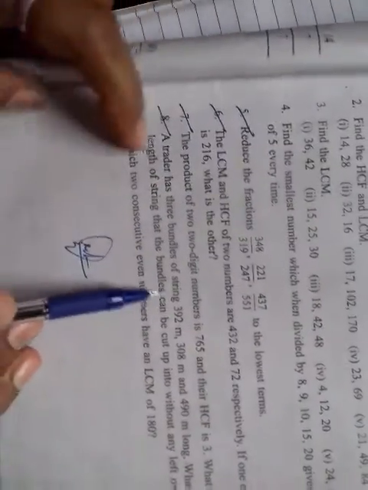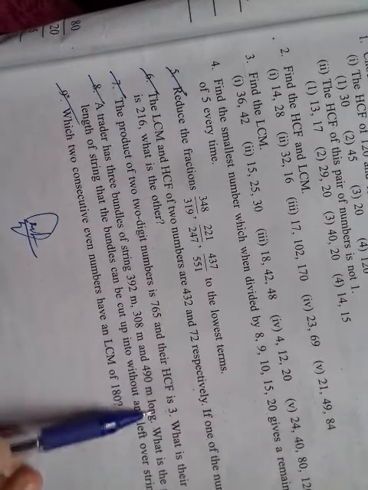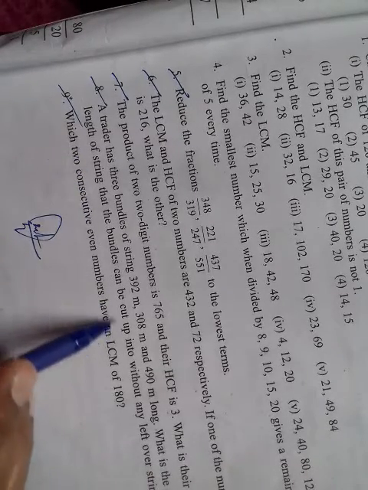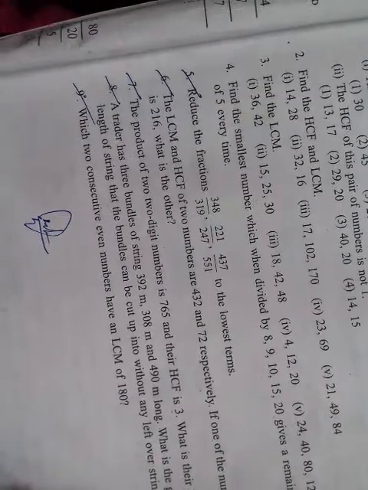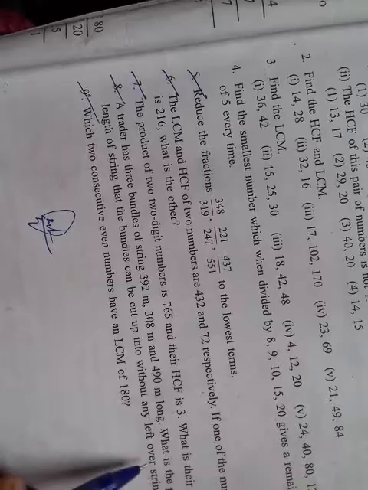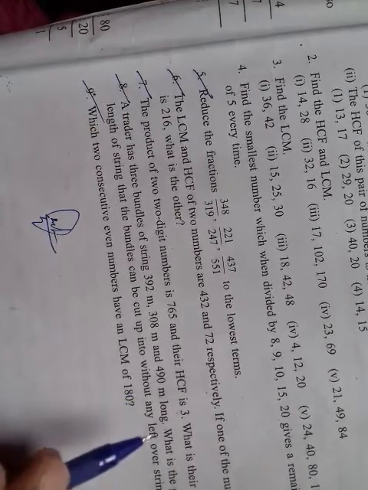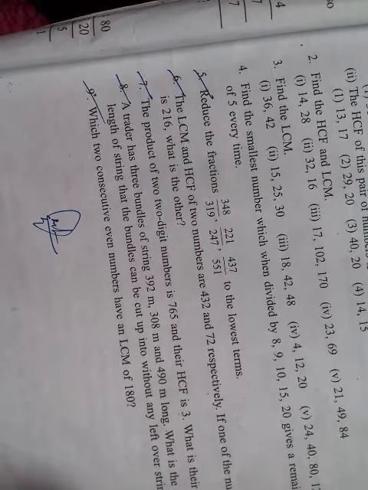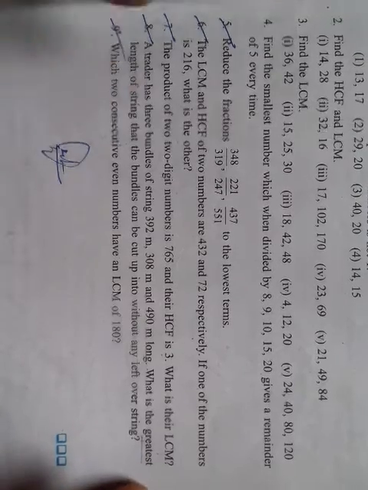Now afterward there is the 8th question. A trader has 3 bundles of string, 392, 308, 490 meters long. What is the greatest length of a string that the bundles can be cut into without any leftover string? See, they ask for the greatest, which is what I said before also. If they are asking the smallest, you have to find the LCM, and if they are telling the greatest, you have to find the HCF.